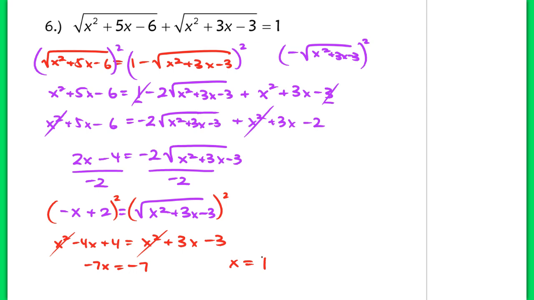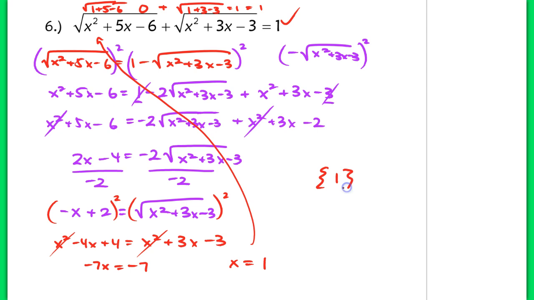Now remember, we didn't write our domain, so I want to double check that that actually works in the original problem. So if I plug in 1 back inside here, for every x, I have the square root of 1 squared, which is 1, plus 5 times 1 minus 6. So this first radical will give me 0. Then I have plus the square root of 1 plus 3 minus 3. So this will give me the square root of 1, which is 1. So that definitely ends up working out. So my solution here is 1.